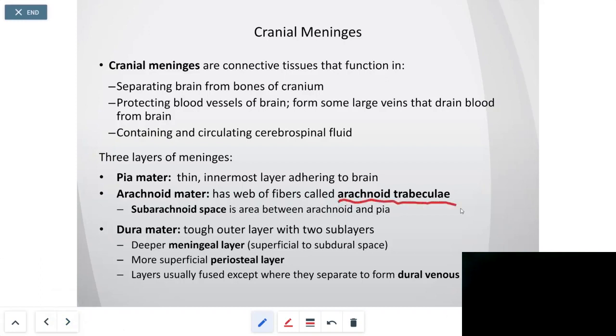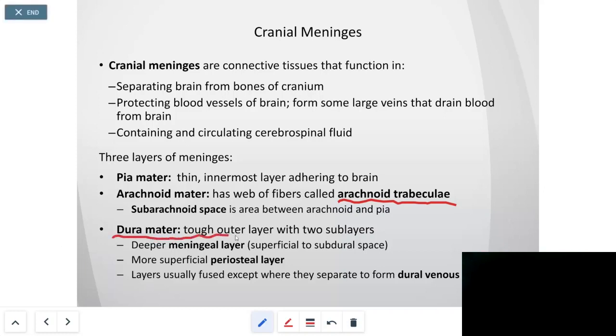All right, so a lot of the terms give you a hint, right? You're not in the dark. Just remember, arachnoid mater creates the arachnoid trabeculae, which is basically like a spider web. Okay, spider web in the middle layer. The dura mater is the outer tough layer.